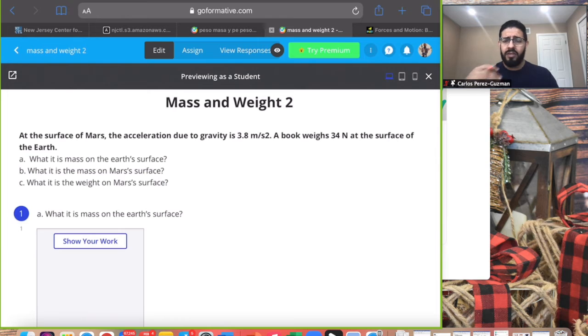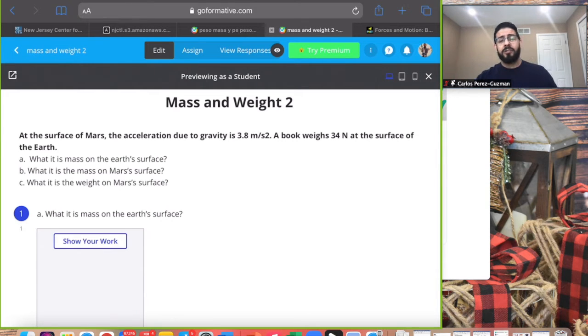Now, remember you need to go to Go Formative to submit the classwork and you need to show all your work. I'm going to show you the first problem with parts A, B, and C step by step. You're going to copy what I am doing in the classwork and then you're going to be working along with the other problems.